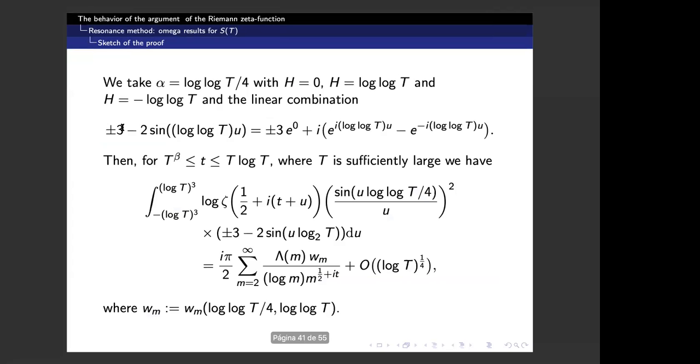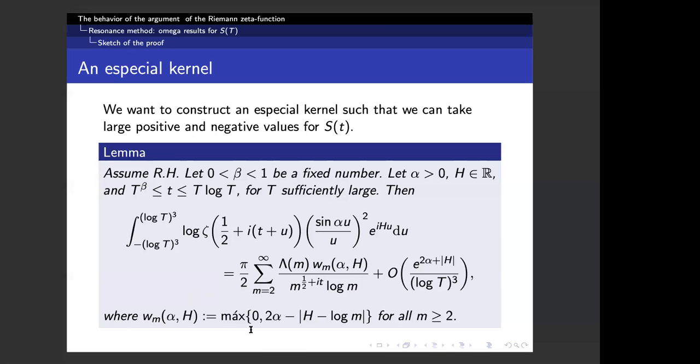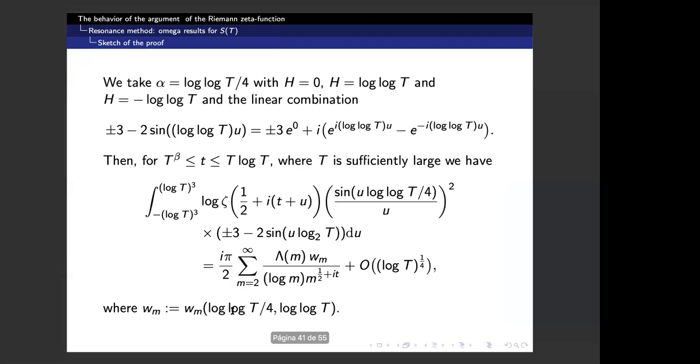But this function here is very nice, because if you take alpha log t over 4 and h minus log t, this weight is 0 because you have a negative number here. So this maximum is 0. So with this selection of alpha and h in this form, this series disappears. And now we have two series, with h equals 0 and h equals log t.